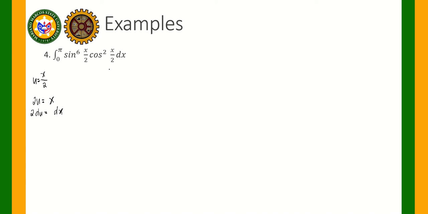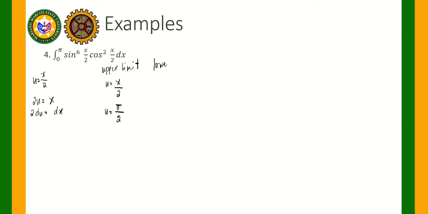Now for our upper limit, okay? For our upper limit, our u is equal to x over 2. So what is our upper limit? That is pi. So substitute lang natin si pi dito sa x natin. So our new upper limit will be pi over 2.